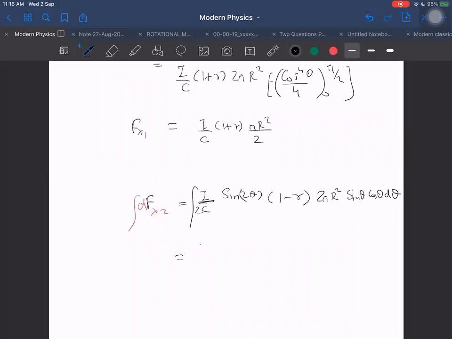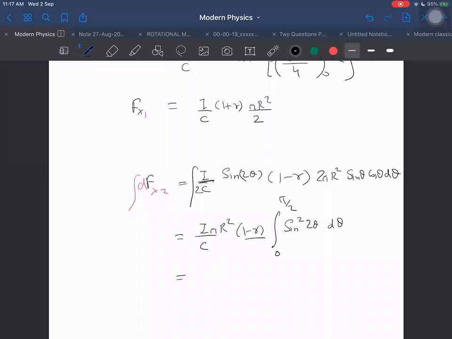So we are getting it as I by c into pi r square into 1 minus r into, what we are left with, sine square 2 theta, I think, into d theta. Is it that or not? By 2 is not there? 2 sine theta cos theta. Oh yes, by 2 will be there. Sorry. What is the integration of this term now? I into pi r square by 2c, although I am thinking I have committed some mistake, because I am seeing a different answer coming here.